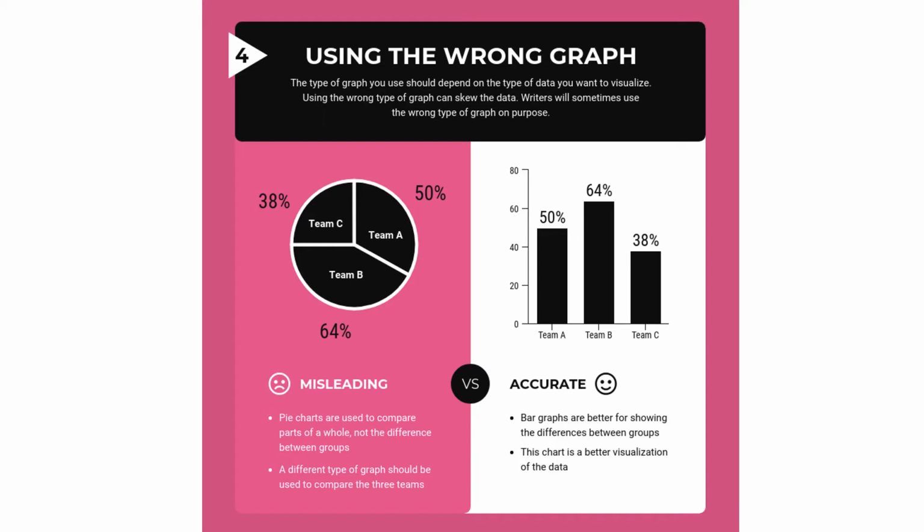Using the wrong type of graph is another way that can be used to manipulate data. If we look on the left-hand side, we notice that they're using a pie chart. This is misleading because the pie chart does not add up to 100%. Pie charts are much more appropriate for numbers that give you 100%. A bar graph is much better to depict the data that is represented here.